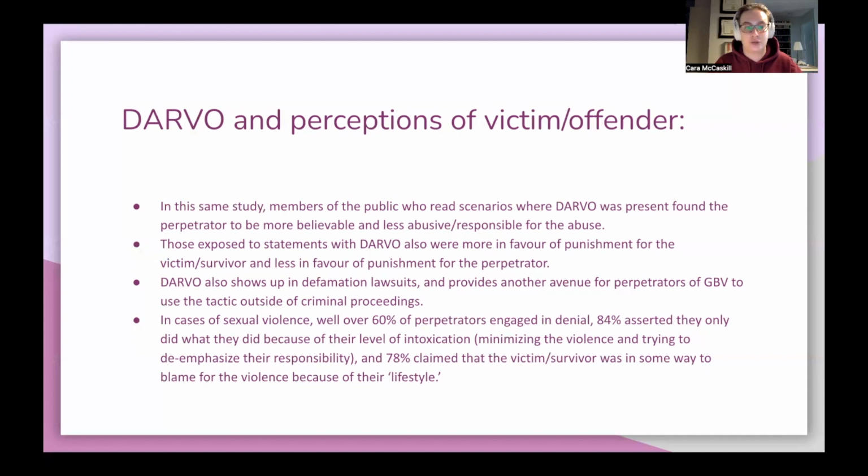DARVO also shows up in defamation lawsuits, it's been found, and provides another avenue for perpetrators of GBV to use this DARVO tactic outside of criminal proceedings. So typically, we see DARVO used in criminal proceedings where gender-based violence has taken place. But perpetrators have also been shown to use DARVO tactics in defamation lawsuits where they're suing the victim or survivor for libel, and basically asserting that, you know, they're lying, that the perpetrator is the actual victim. So you can see how those two things kind of fit together.